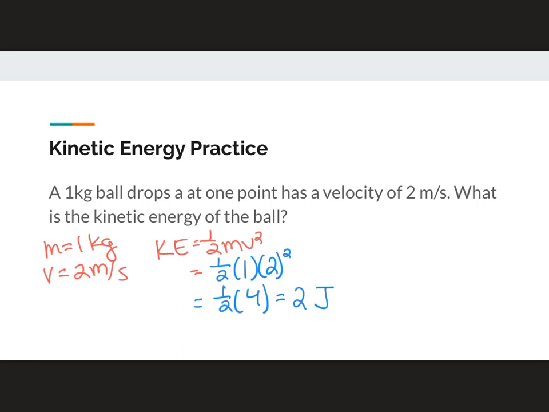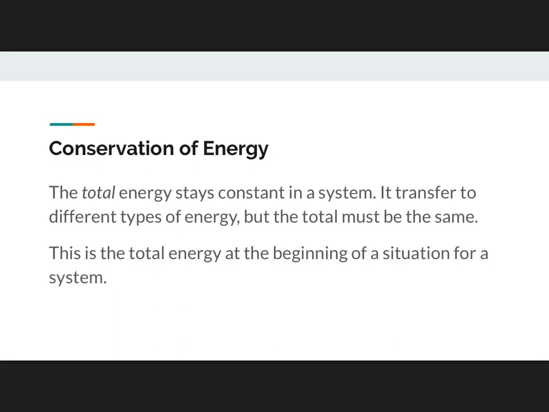So at this point, you should start feeling comfortable using these equations. Now it's time to focus on the really big part of energy, which is our conservation of energy. The conservation of energy, very similar to the conservation of momentum from the last 2 weeks, is that the total energy stays constant in the system. So at the start, if I have 100 joules throughout the whole thing, no matter what, my total is always going to be 100 joules.